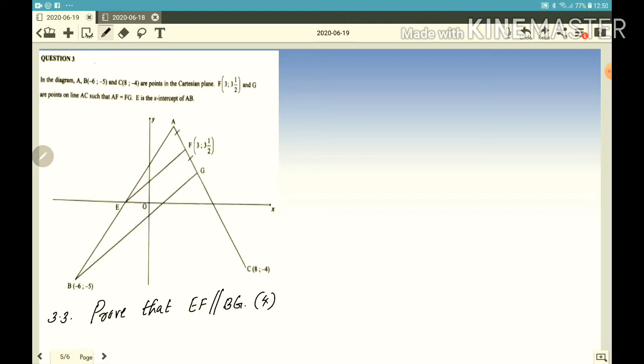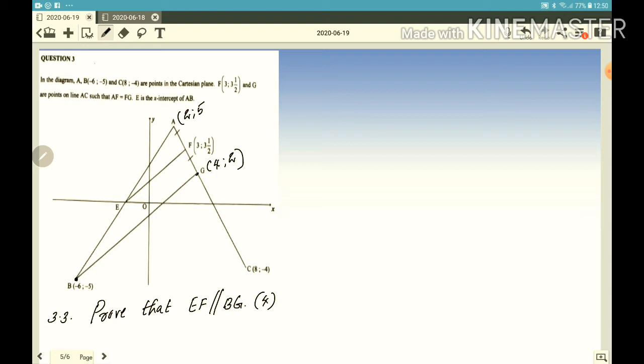Now we know what G is. The coordinates of G, we already know, are 4, 2, right? And the coordinates of A, we proved, are 2, 5. So we can find the gradient of BG, because B we know and G also we know. And then after that, if we can find the gradient of EF, then we are done.